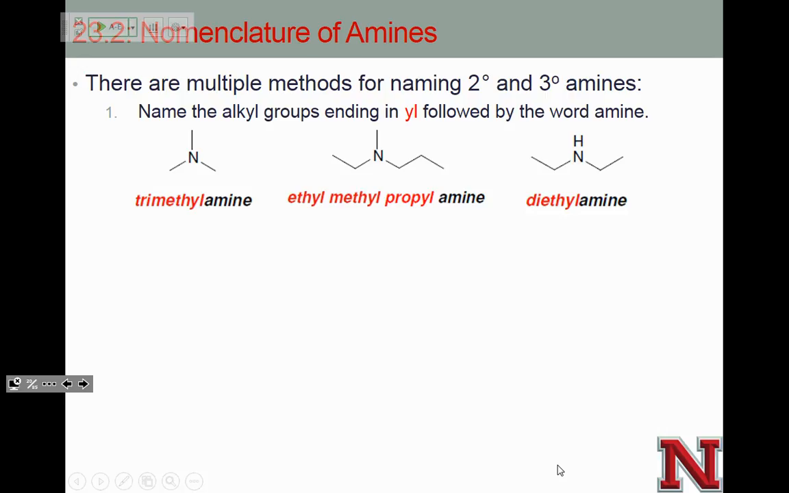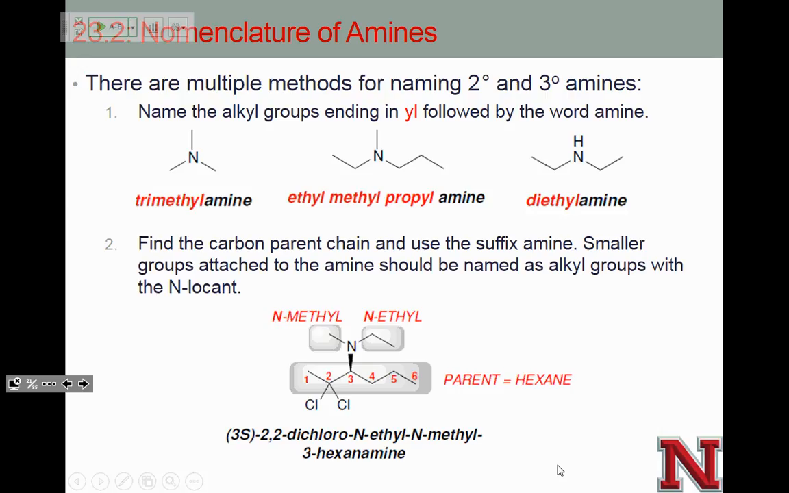Or ethyl-methyl-propyl, just says we have an ethyl, a methyl, and a propylamine. Diethylamine. So we've looked at some of those. That's fairly straightforward. Now, if we have a longer chain parent and our amine is hanging off, how do we take these? Well, if this is our parent, this is just going to be our hexylamine, and then our chlorides are going to be named accordingly. But what do we do with these guys?